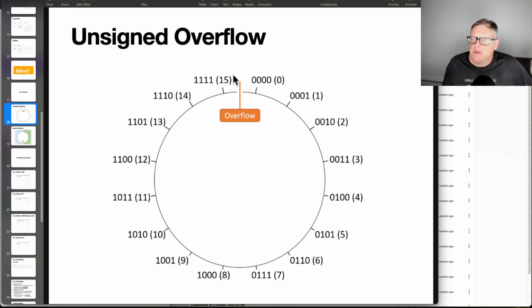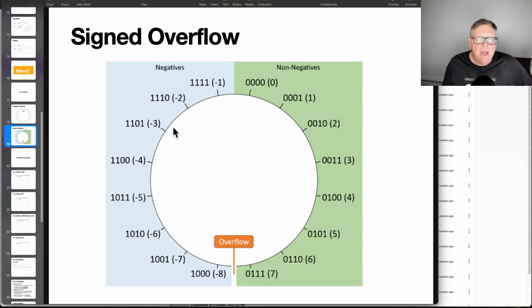You keep adding numbers until it gets too big, and suddenly it wraps around like an odometer and gets small again. If you have signed numbers, then the overflow happens here. You can count up to 7, but when you add more to a 7, it becomes a negative number instead of a positive number. So again, you get the wrong answer.